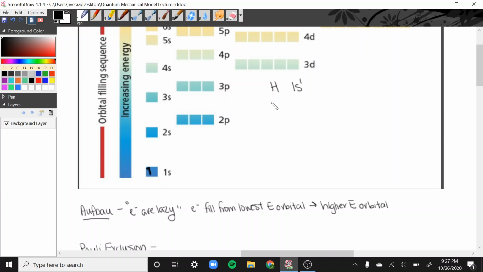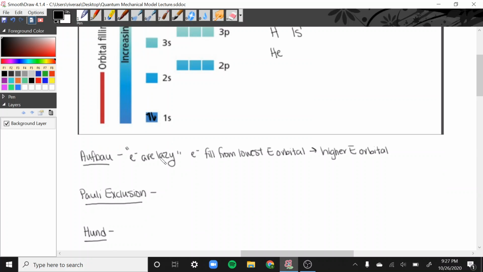But what if I had helium? Helium has 2 electrons. So where's that second electron going to go? Remember, the 1s orbital can hold 2 electrons. So there, helium's second electron will lie. Remember, they have to have opposite spins so that they don't repel each other right out of that orbital. We call this the Pauli exclusion principle.